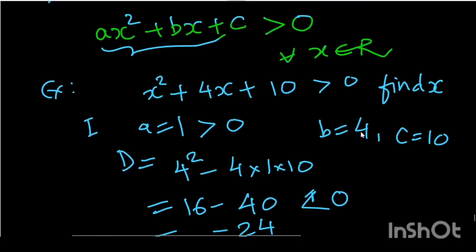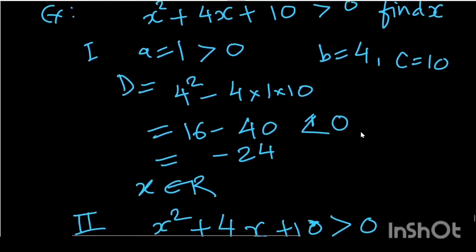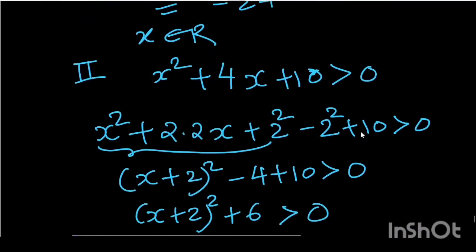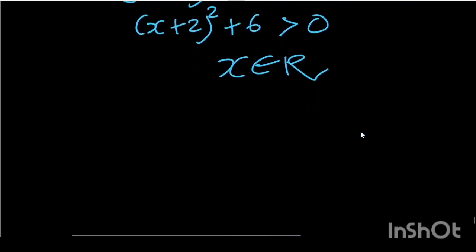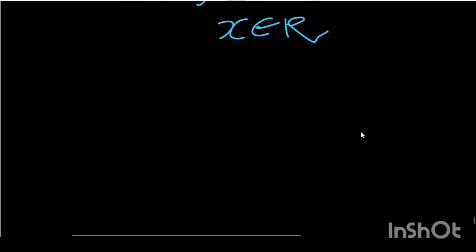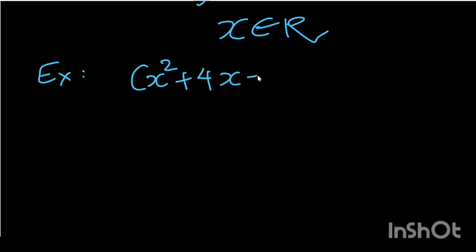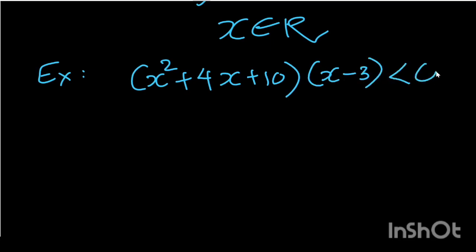Okay guys, in questions where there are many factors involved, if there is a quadratic factor, like if you take a question like x square plus 4x plus 10 into x minus 3 less than 0, for example, and you have to solve for x, how do we do this?